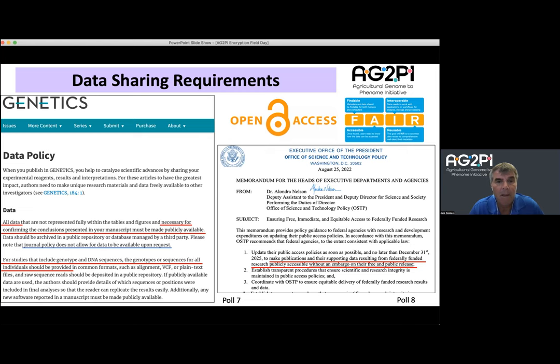Okay, so next poll. With federal requirements to make all data public, as we've seen is going to be required, will it limit the funding sources that you will be able to apply to for AG2P research? Okay, so almost all of you to whom it applies indicated that it would be an issue at least sometimes.